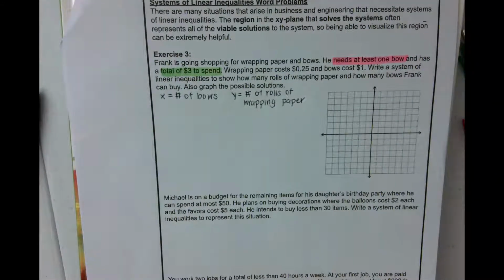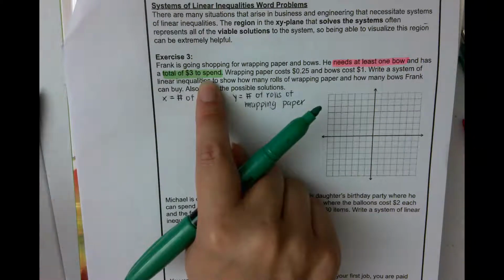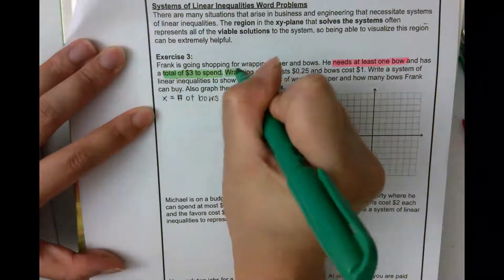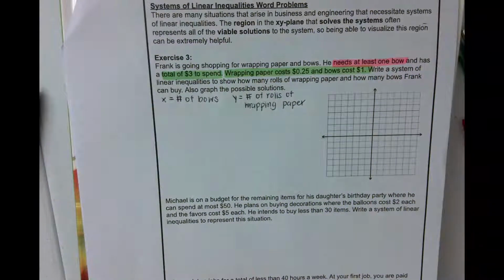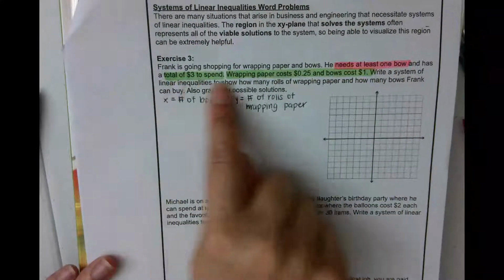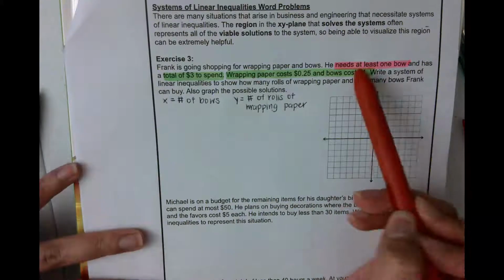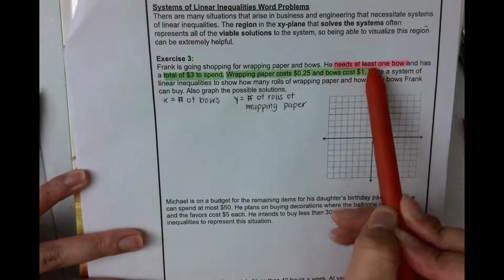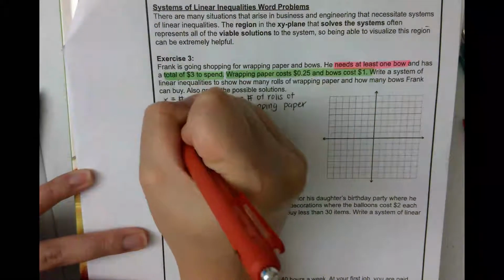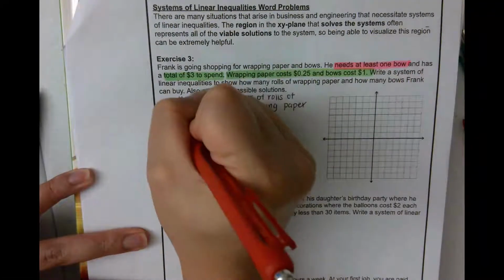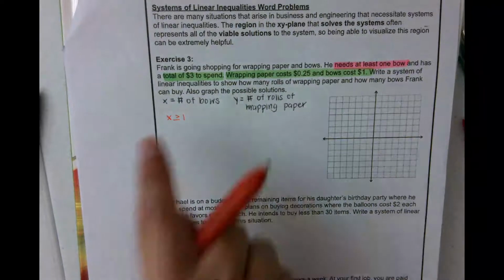As I'm creating this inequality, I should probably be looking at how much things cost. We see here that wrapping paper costs 25 cents and bows cost $1. So all the cost information is probably going to be in one inequality. Here, I know that he needs at least one bow, and since X represents the number of bows, that means the number of bows has to be greater than or equal to 1, because he needs at least 1. So x ≥ 1.